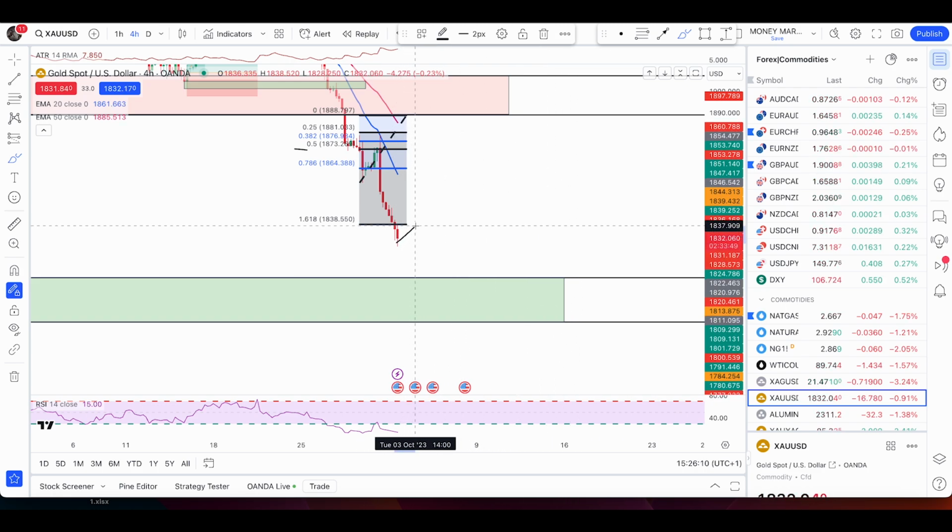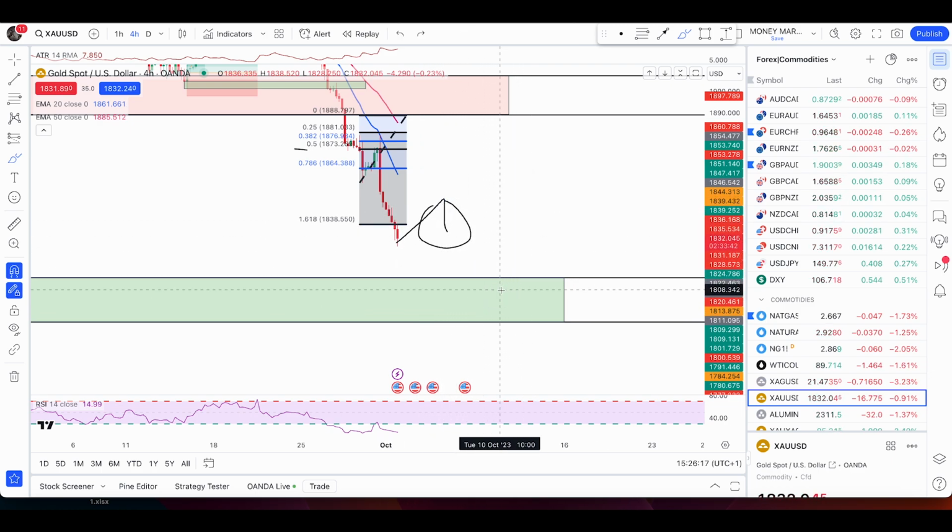For now, we can get a possible pullback. If we have a bearish engulfer, I'm going to take another shot till the price hits my zone below in green, from where we're going to enter our buy trade as I've just explained.